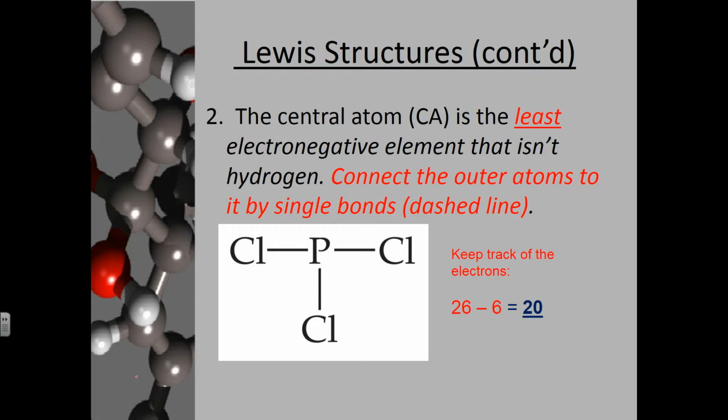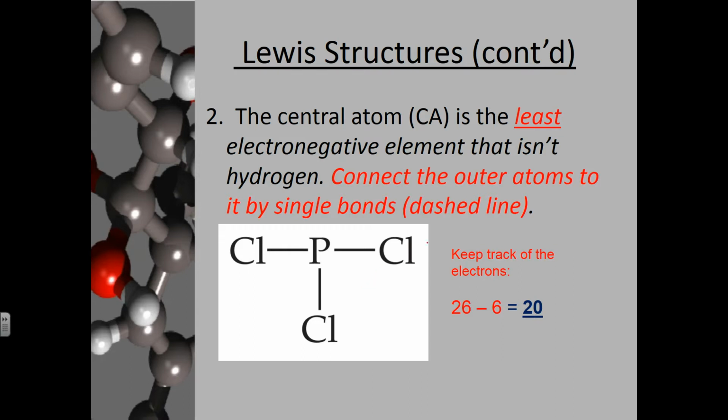Now, the central atom is always going to be the least electronegative element that isn't hydrogen, because hydrogen can never be in the middle. Central atom, CA, refers to the element in the middle of the structure, and that will never be hydrogen. But the way you can determine which atom should go in the middle is it will be the least electronegative element. You're going to connect the outer atoms to the central atom.